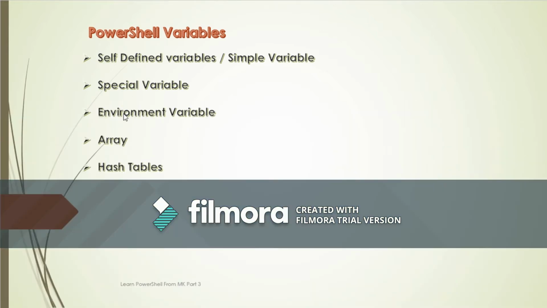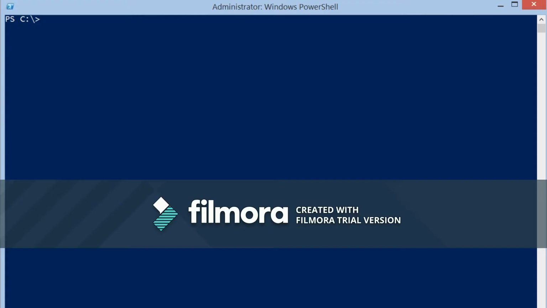The next is environment variables. For example, let me type $env:windir. It's showing me the Windows directory. So in place of C:\Windows, I can just type $env:windir.